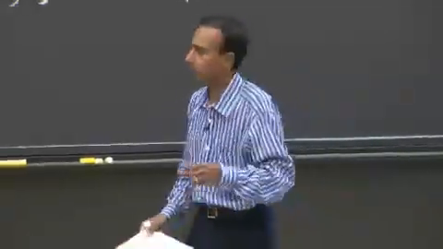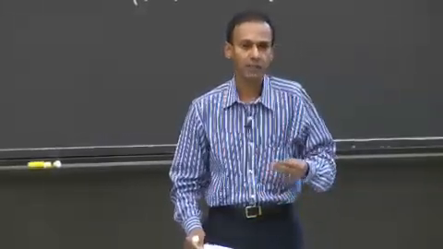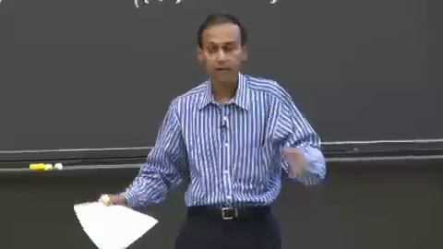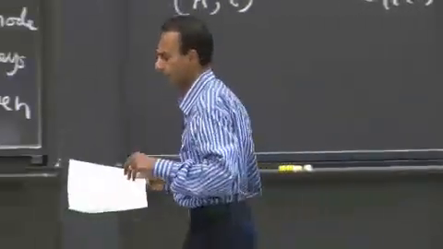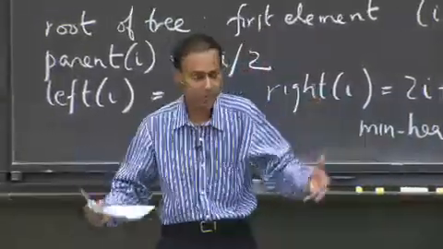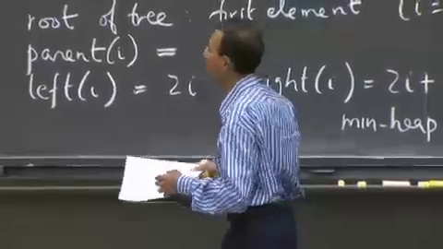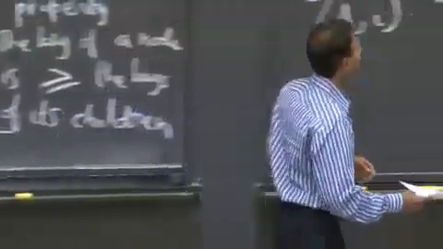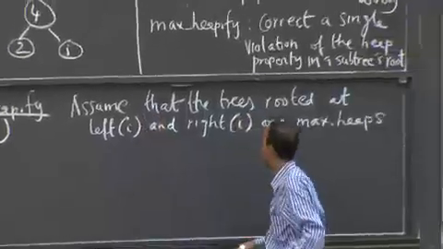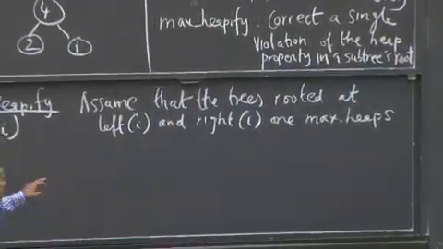The other aspect of it is the key assumption that we're making with respect to build max heap, that there was a single violation. It is true that the answer that was given, order n, would be a problem. I could set it up so that's actually the right answer if I did not have this assumption. Where do I have that here? Assume that the trees rooted at left i and right i are max heaps. So maybe that's what you were thinking. But this is a key assumption.